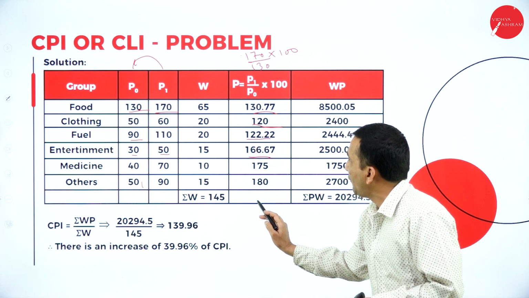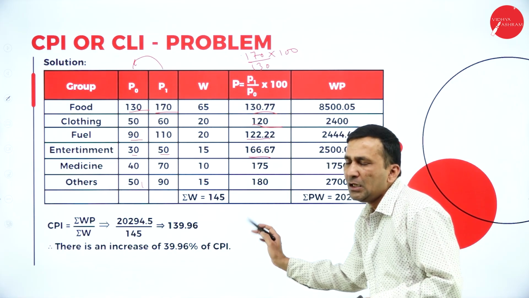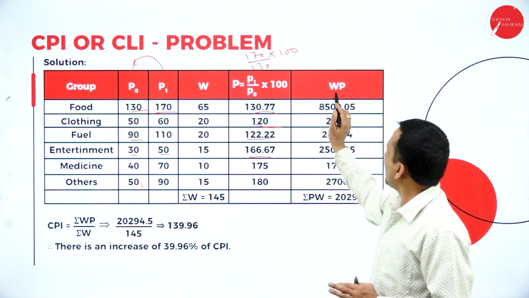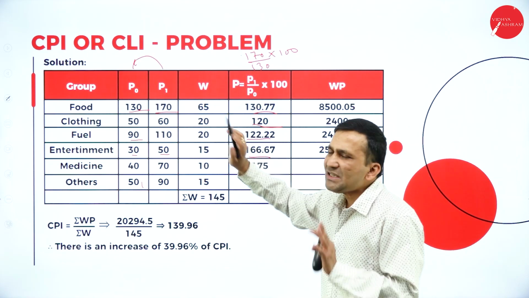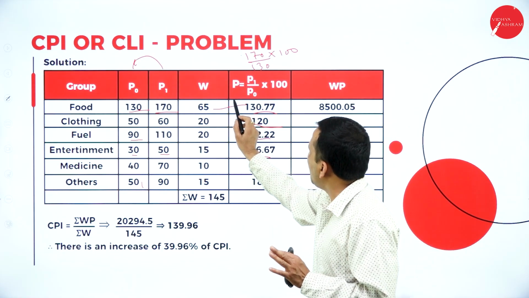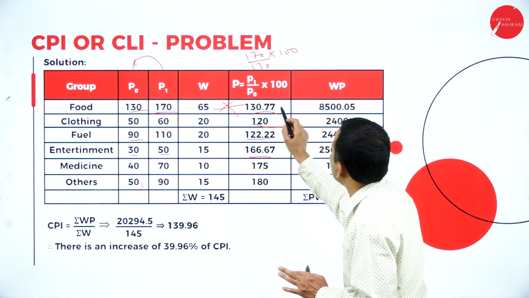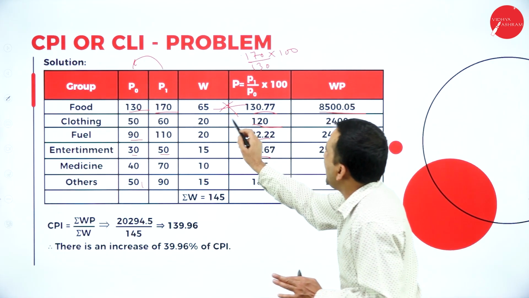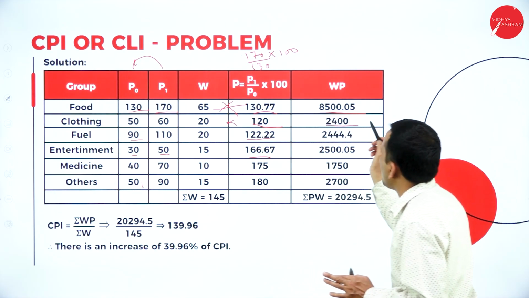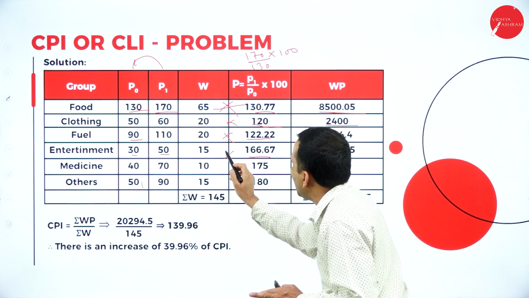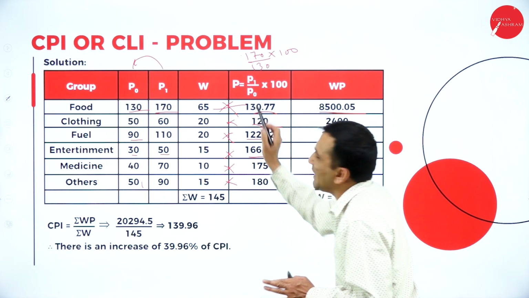Same procedure we will follow, but we don't want this total. We are always depending on WP. Now weight is given in the question, so we are directly multiplying. We are getting 65 into 130.77. 20 into 120, 2400. Like this, you have to multiply the respective weight as well as price.